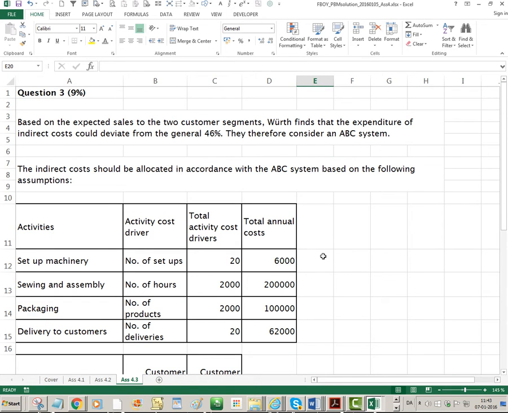Based on the expected sales to two segments, we would find that this is a classical thing where we need an ABC system, because they will not use resources in the same proportion compared to their purchase. They have made some of the things for us here. They have made annual total, activity, cost driver. Actually I think it would be more precise to say units up here. Setup of machinery, sewing and assembly, packaging, delivery to the customers.